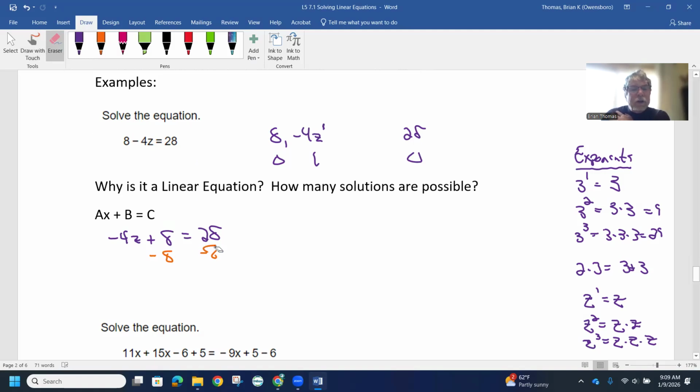I can't read the other side there. What the heck is that? So I want to subtract an 8 here.